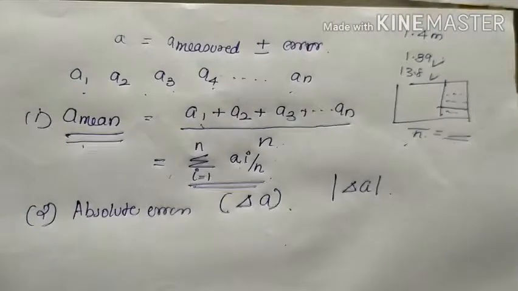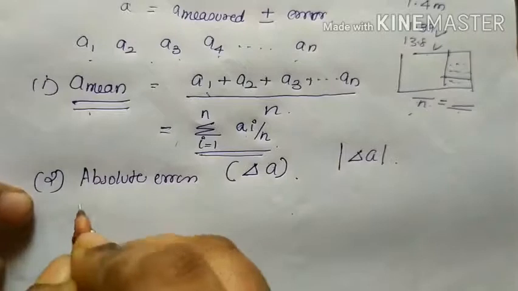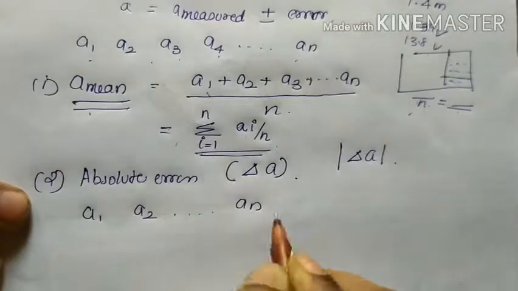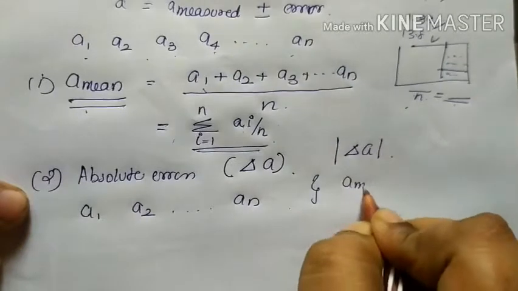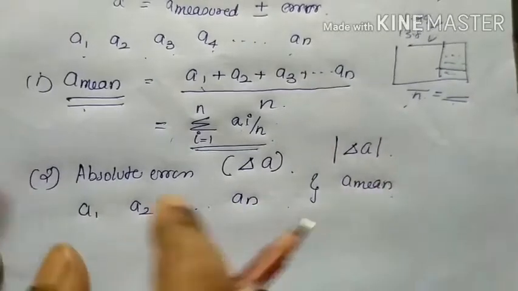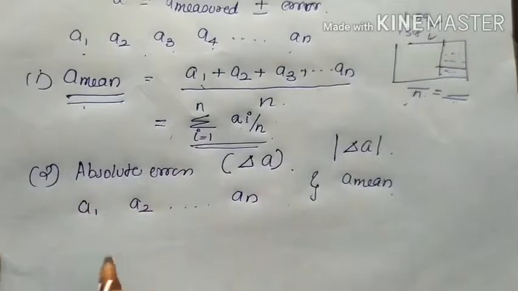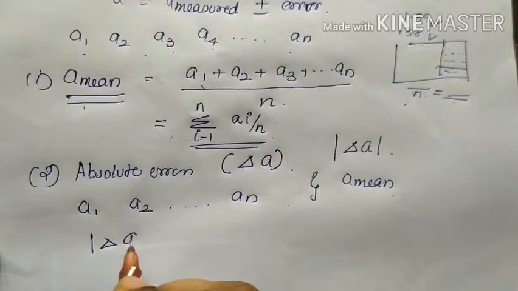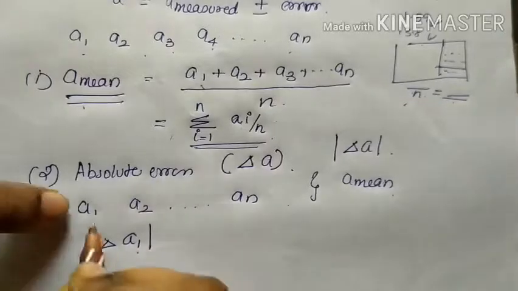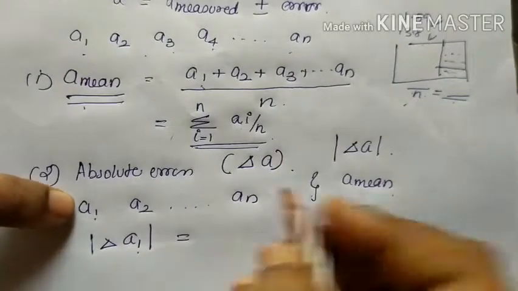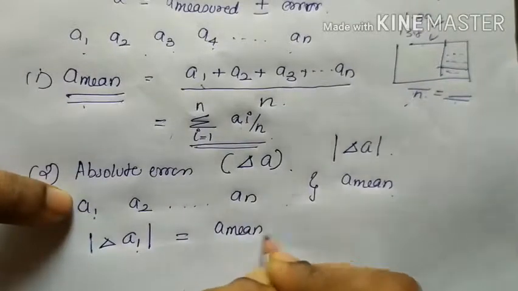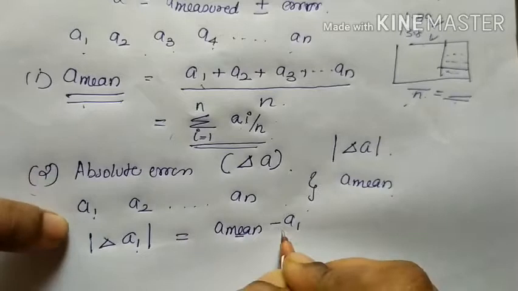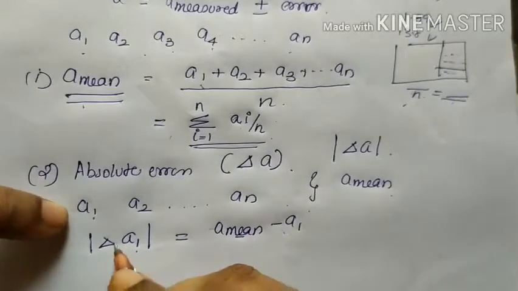I hope you understand. See, I'm having values A1, similarly A2, and there are up to AN. And for these values, I found A mean as their true value. So the difference for each term, say delta A1, this is a symbol. Delta A1, that is the absolute error of the first reading, is equal to A mean minus A1, the difference between the true value and the measured value, that is known as absolute error.